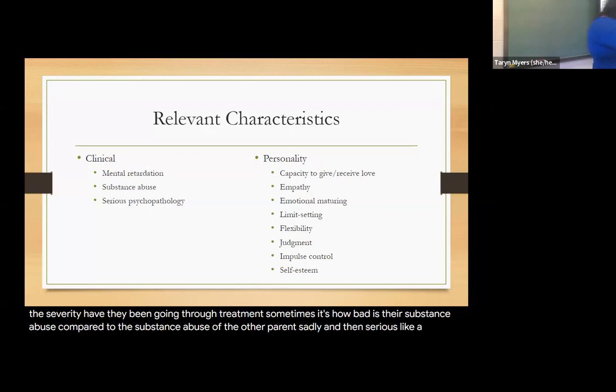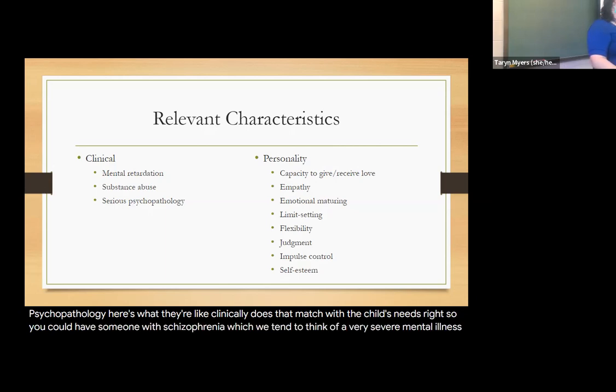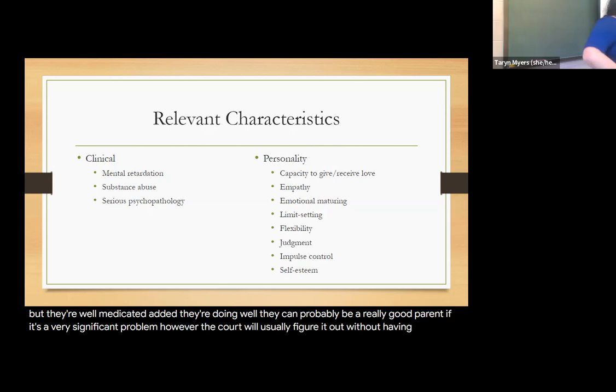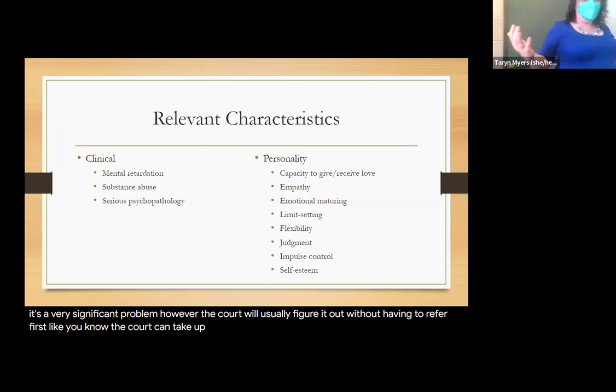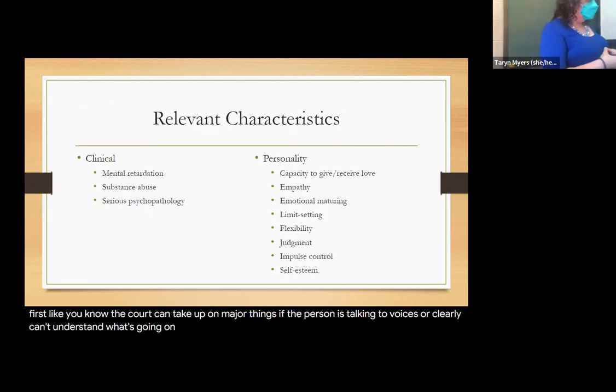And then serious psychopathology. Here's what they're like clinically. Does that match with the child's needs? Right? So you could have someone with schizophrenia, which we tend to think of as a very severe mental illness, but they're well medicated, they're doing well. They can probably be a really good parent. If it's a very significant problem, however, the court will usually figure it out without having to refer for a psychologist. The court can pick up on major things if the person is talking to voices or clearly can't understand what's going on, things along those lines.